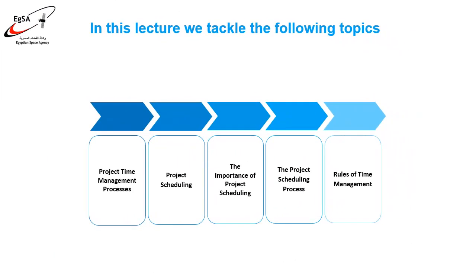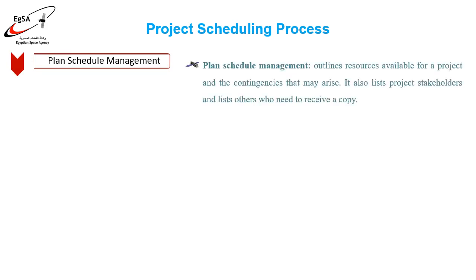Now we move to the project scheduling process. The project scheduling process. The project scheduling process can be broken down into 8 manageable steps. 1. Plan schedule management. A plan for schedule management outlines resources available for a project and the contingencies that may arise. It also lists project stakeholders, itemizes individuals who must approve the schedule, and lists others who need to receive a copy. 2. Define project activities.